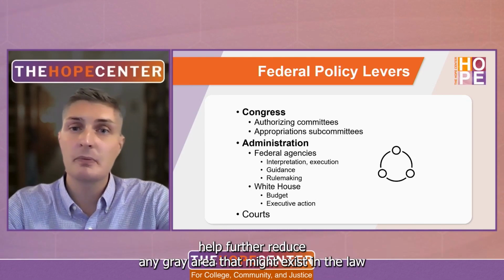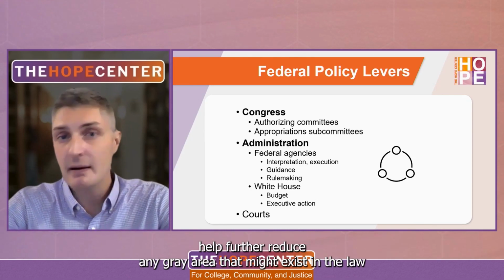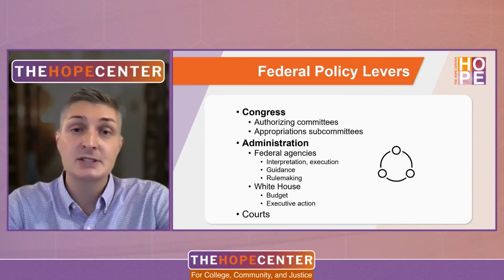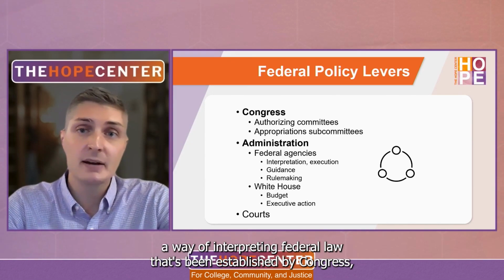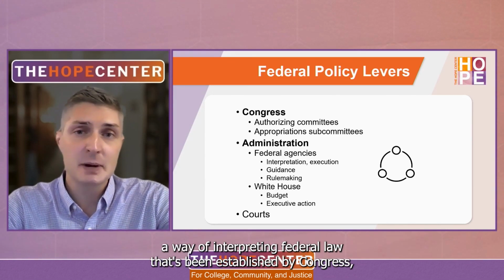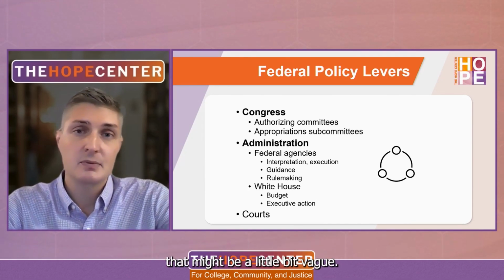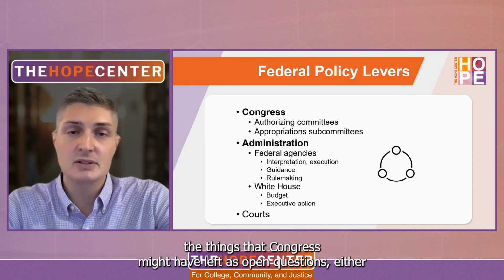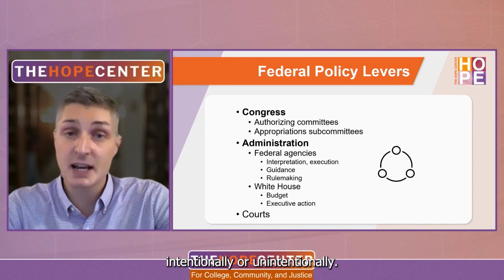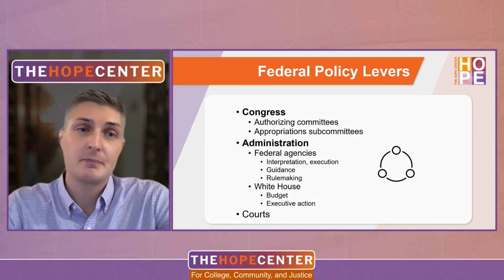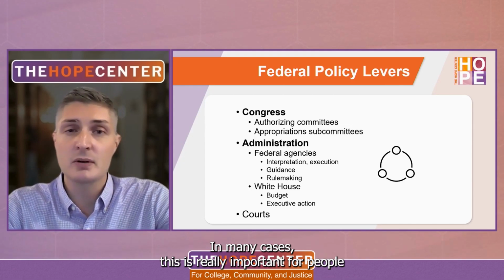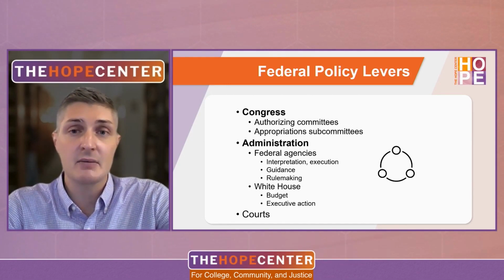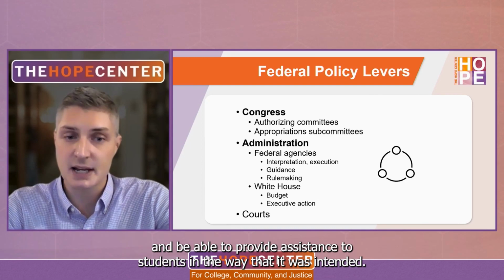And then to help further reduce any gray area that might exist in the law, or to help make it a little clearer how it looks on the ground, agencies can issue guidance. This is often a way of interpreting federal law that's been established by Congress that might be a little bit vague. Agencies issue guidance all the time in order to elucidate the things that Congress might have left as open questions, either intentionally or unintentionally. In many cases, this is really important for people to be able to understand the law in layman's terms, to be able to execute and be able to provide assistance to students in the way that it was intended.